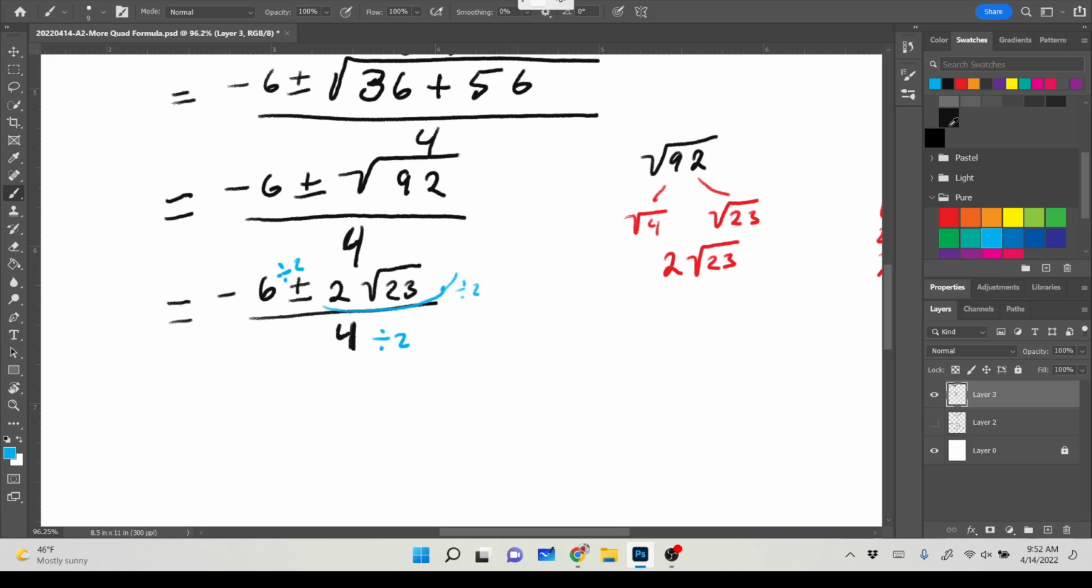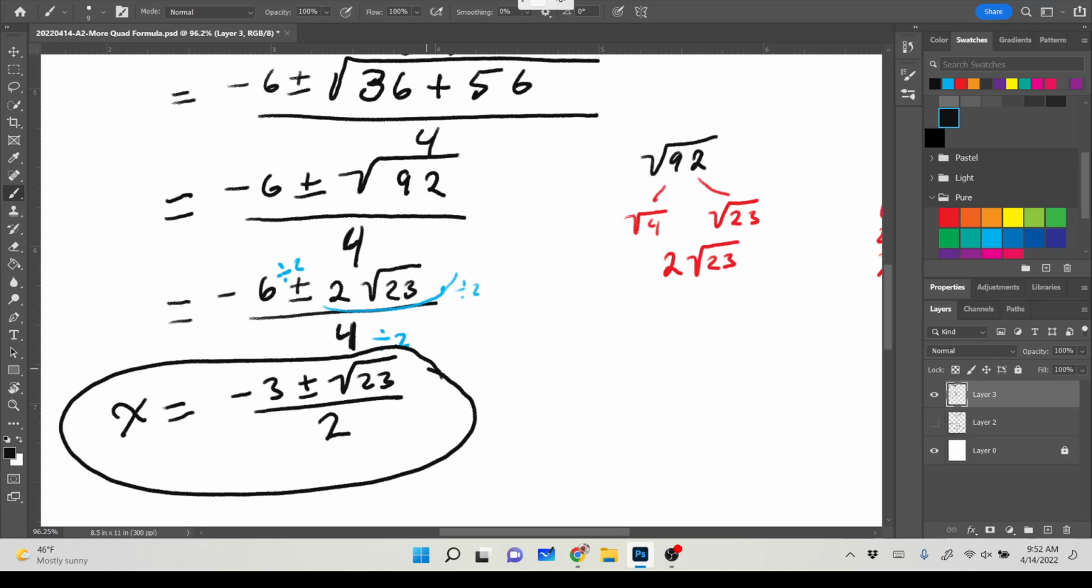Okay. So, when we reduce this and divide everything by 2, we end up with negative 3 plus or minus the square root of 23 over 2. And that's as simple as it'll get. Right there.